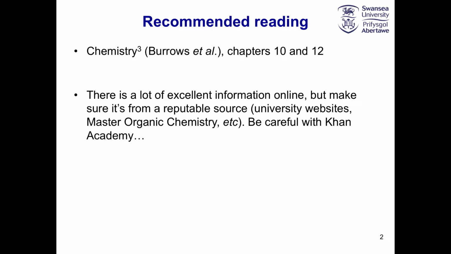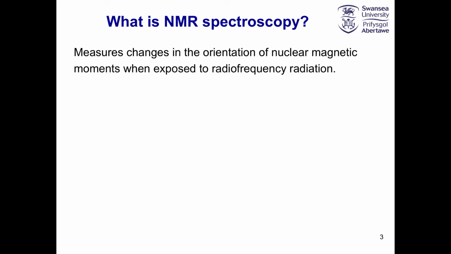Parts of chapters 10 and 12 of Chemistry Cubed are your best bet here. Be particularly careful online, as NMR is easy to get wrong and there's a lot of dodgy information out there. The phenomenon of NMR is much more complex than UV visible absorption or the excitation of vibrational modes using IR, and deals with the magnetic moments of nuclei.